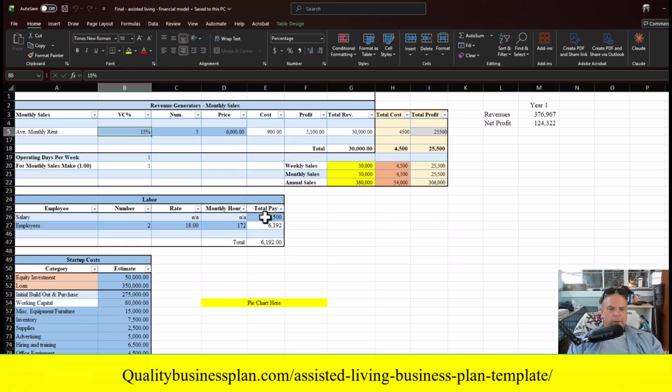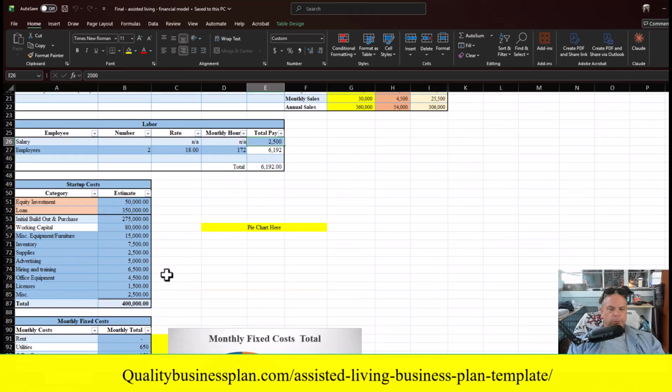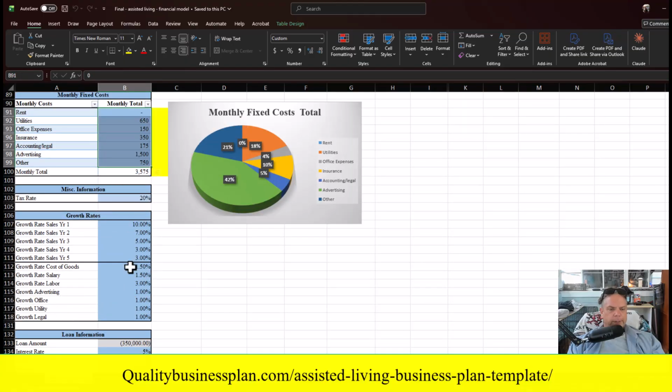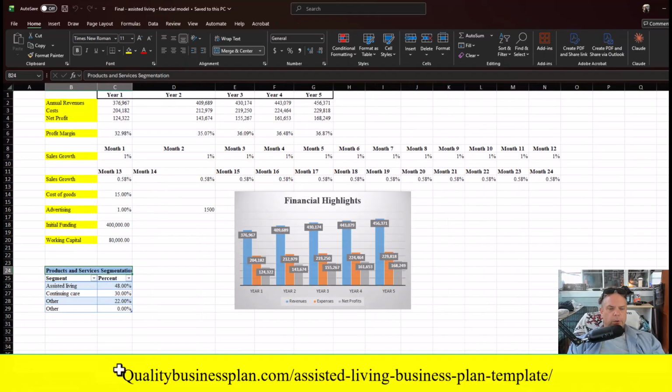All right, next is going to be the labor. The labor and any place in the dark color cells right here, this is the information you can change. You can put your numbers in here. Same thing right here, you can put your own numbers here. Same thing here. All the way down, and I'm going to walk you all through this information. All this information right here can be changed by you. When you do that, it's going to update the projection.